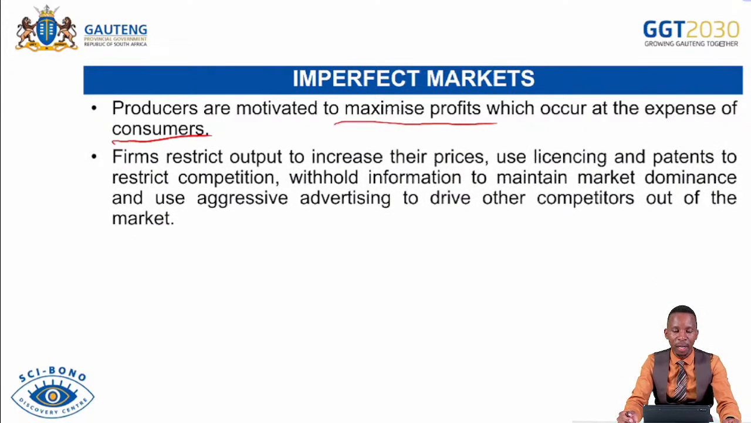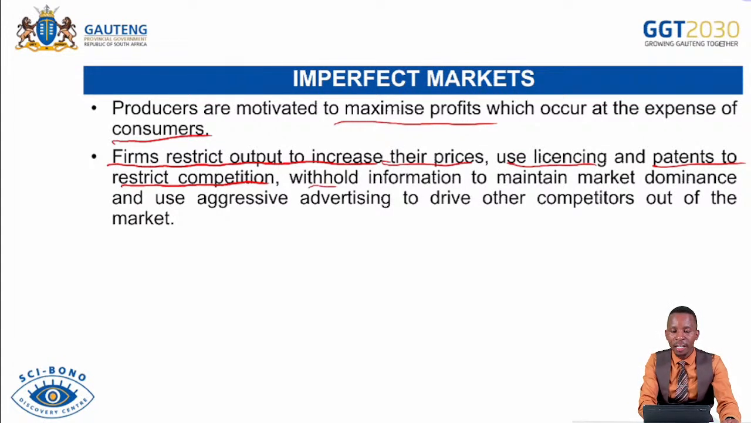It will be discussed. Firms restrict output. That is the first one. Firms restrict output and increase their prices in order to gain much profit. They use their licensing and patents to restrict the entry of new businesses, which is competition. So they restrict competition by using their licensing as well as patents or exclusive rights.